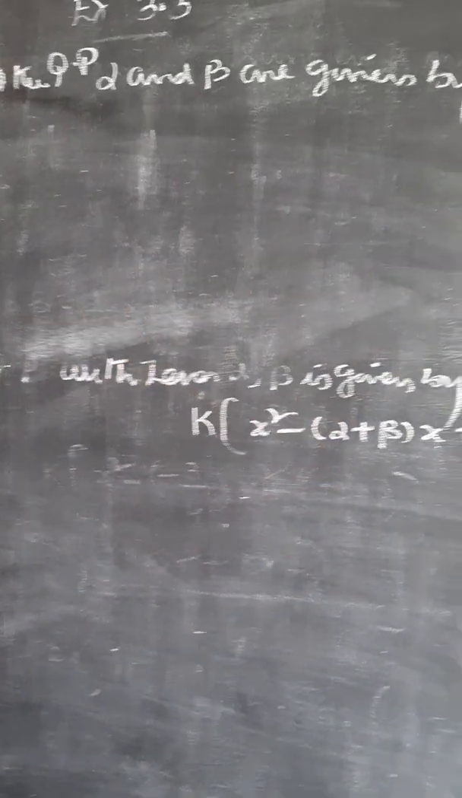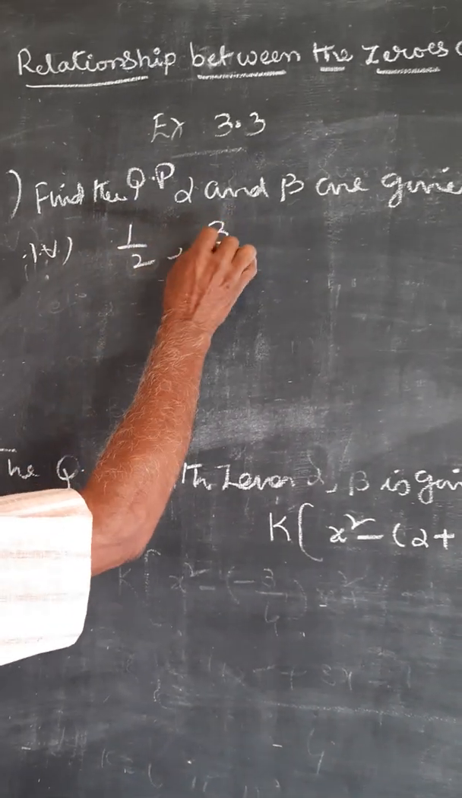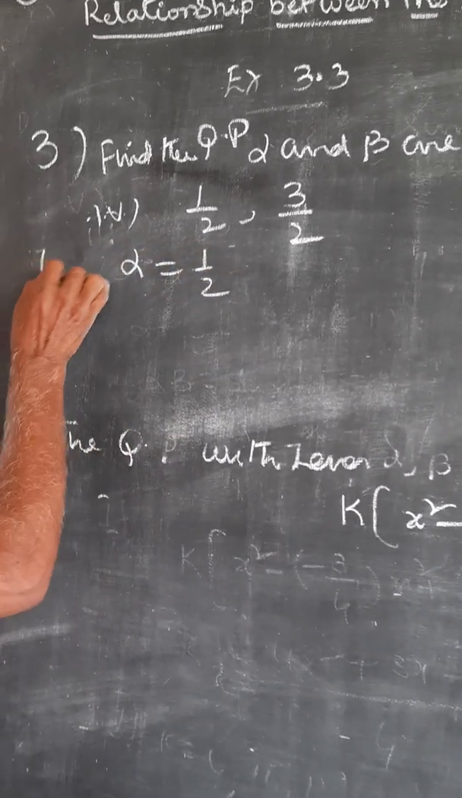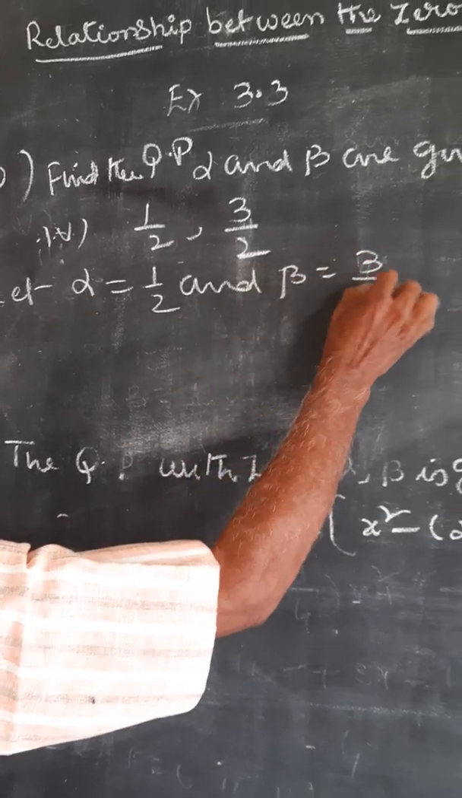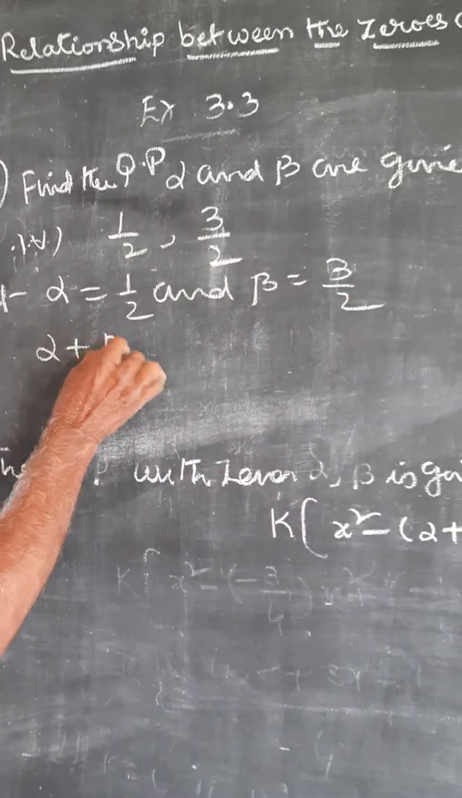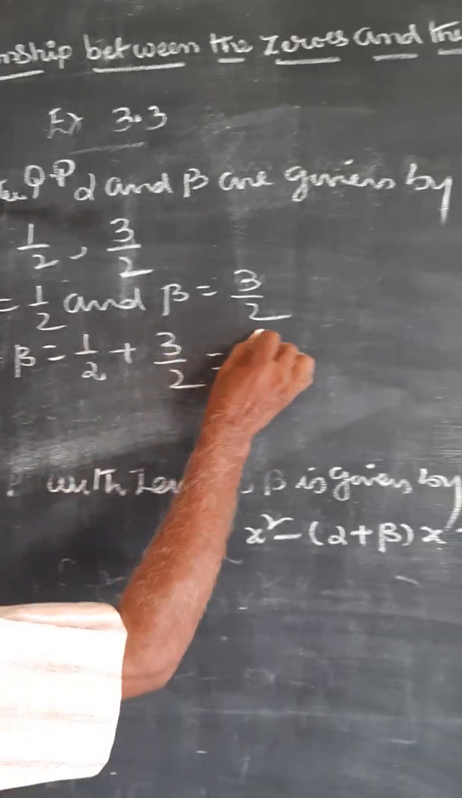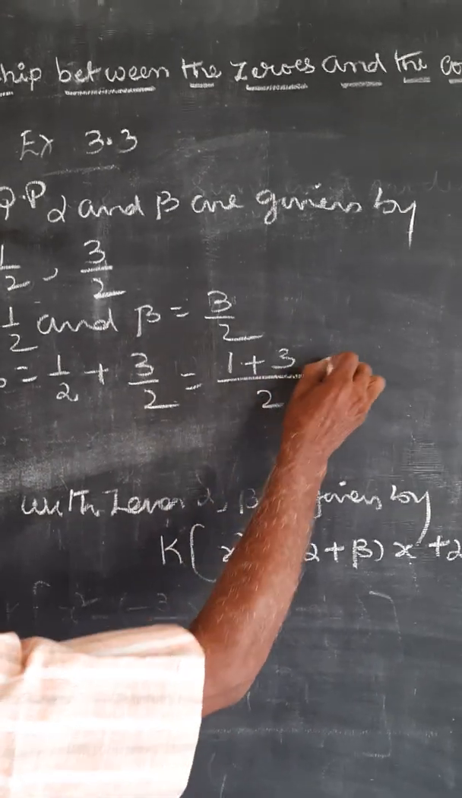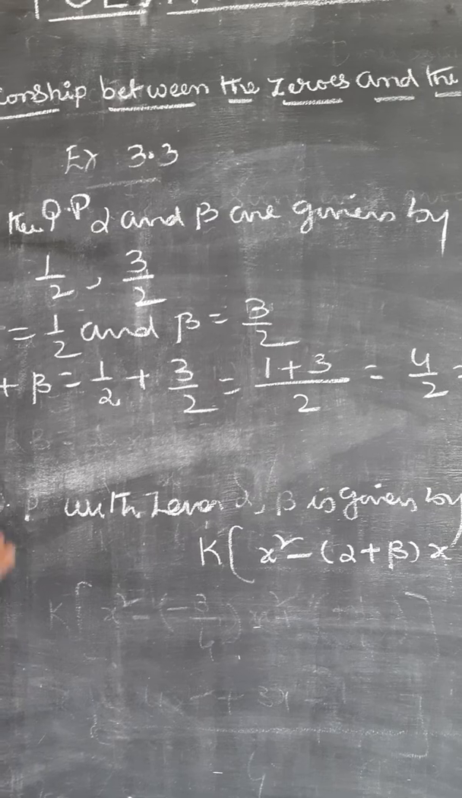One more last bit is there. Fourth bit, 1 by 2 comma 3 by 2. Take the first zero, alpha is equal to 1 by 2 and beta is equal to 3 by 2. Alpha plus beta is equal to 1 by 2 plus 3 by 2. The denominators are the same, so 1 plus 3 by 2, 4 by 2, that is equal to 2.